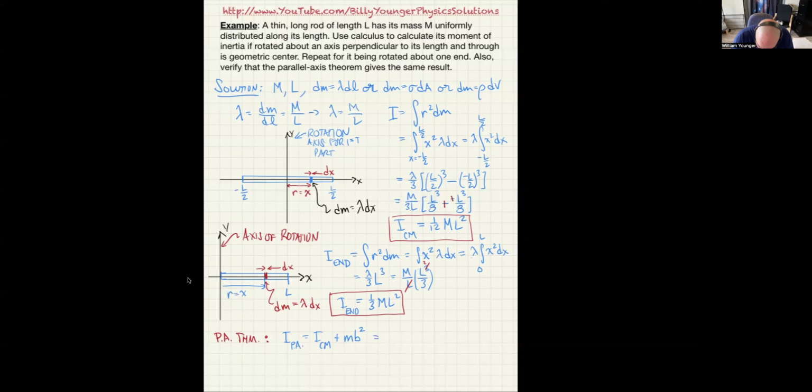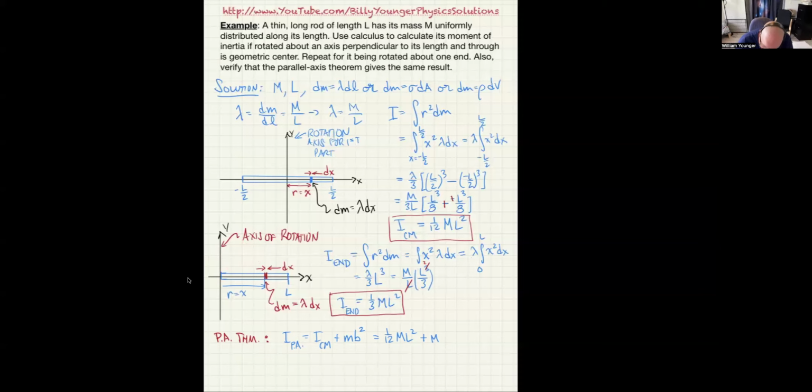So we can look at this and realize that when we did the center of mass one, we got 1/12 mL squared. But now we have to add the m times b squared, where b is the distance from the new rotation axis to the other rotation axis. The other rotation axis was at L/2. Now we're going over to here. So this distance b is equal to L/2.